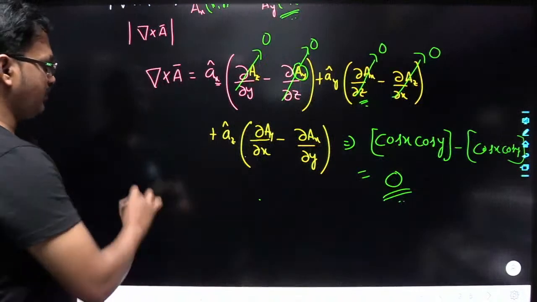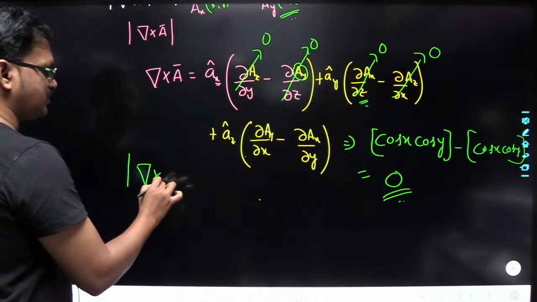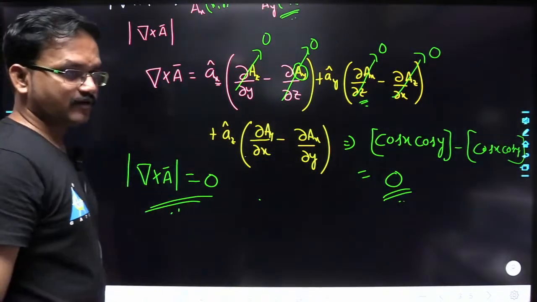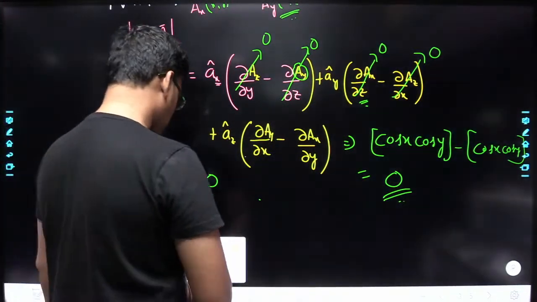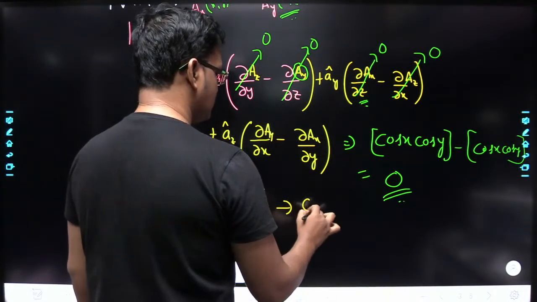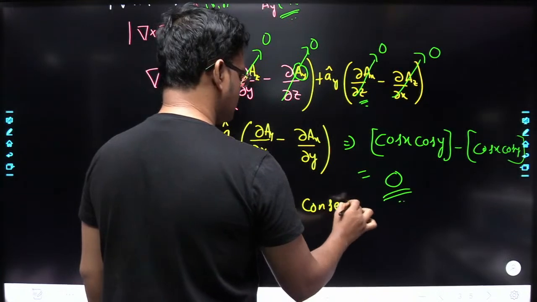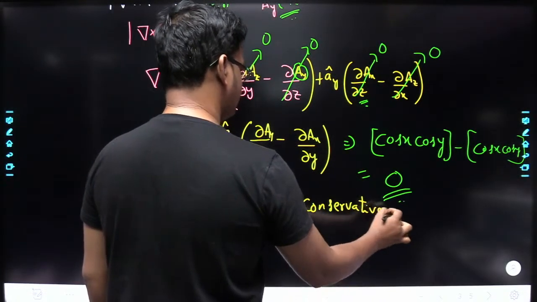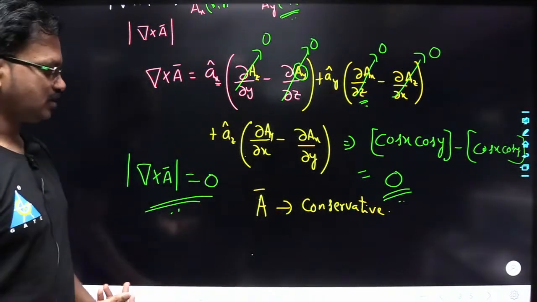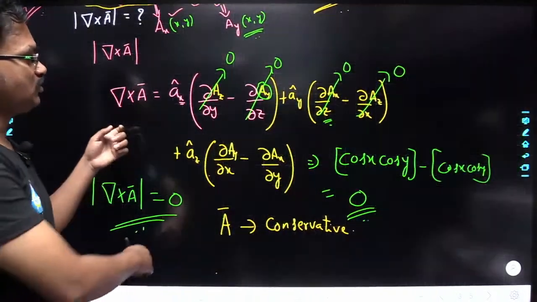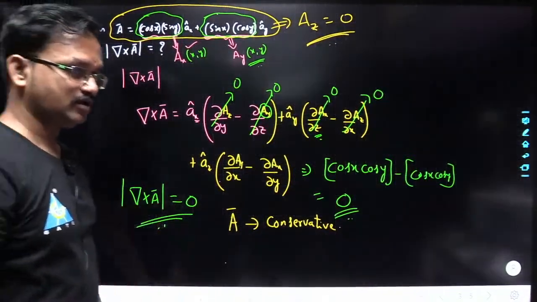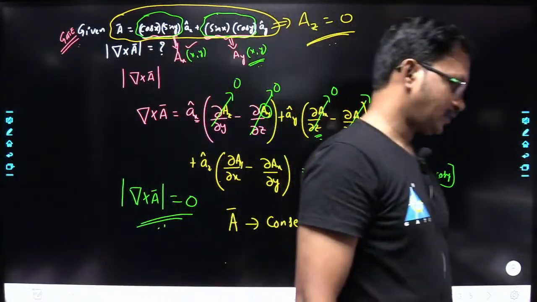So that means the curl of A bar will be equal to 0. So what can we conclude here? A bar is nothing but conservative. A bar is conservative, or curl free, or irrotational, right? Okay, so this is a very simple problem. They have given it in GATE.